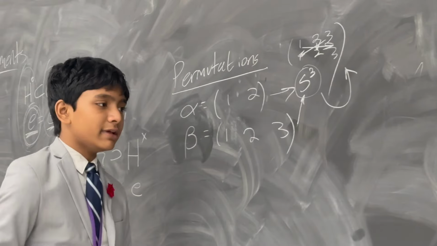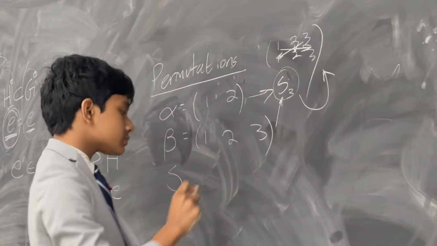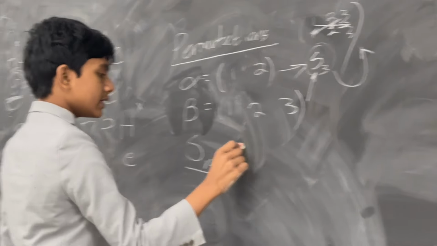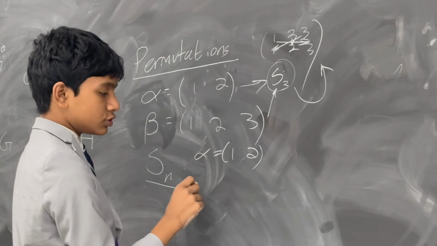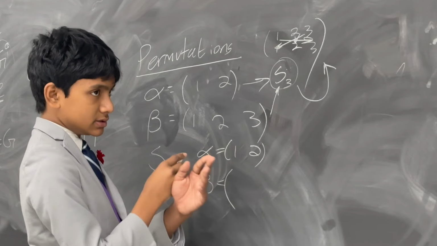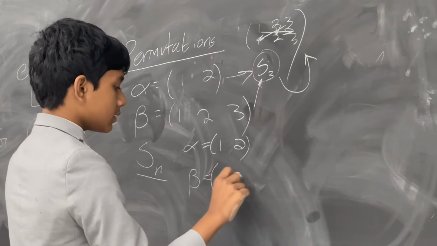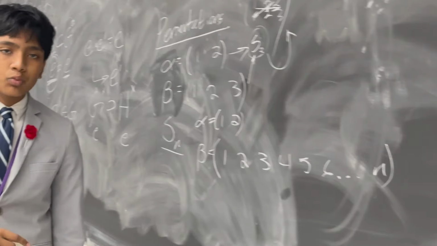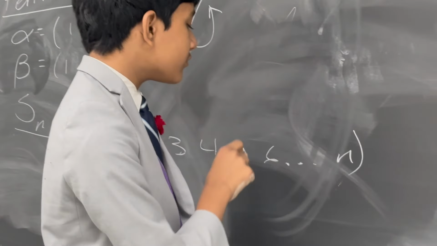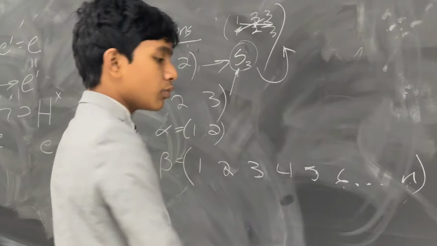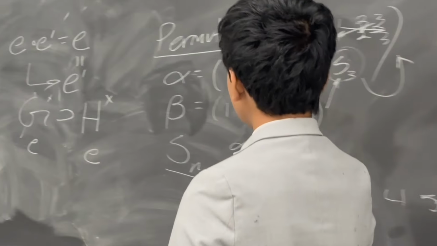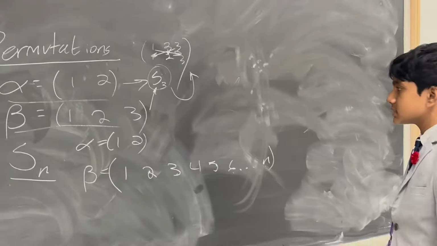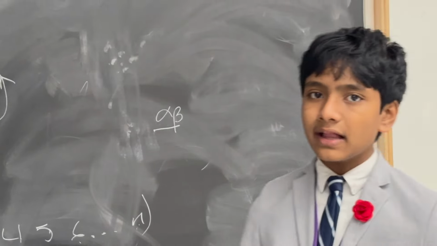So S3 is the set of all of these permutations. And in general, Sn, the set of all permutations of n consecutive integers, is generated by a transposition of the first two, together with the chain that shifts everything over by 1: 1 to 2, 2 to 3, 3 to 4, 4 to 5, 5 to 6, all the way to n, which goes all the way back to 1. Alright, so now we know how a group is generated, right? Because a group is composed of permutations, and these permutations are the product of some elementary permutation.